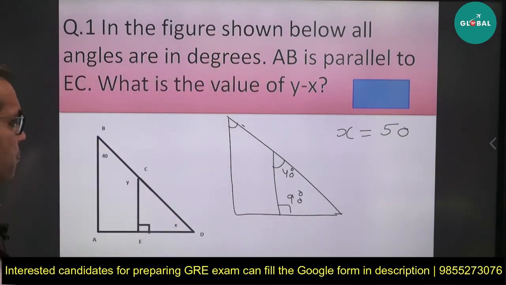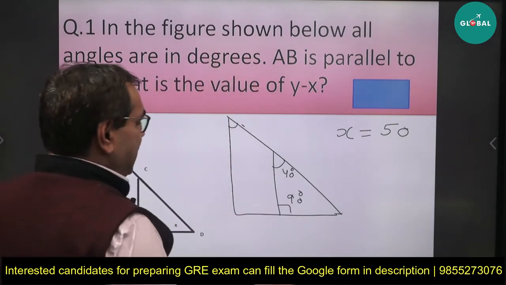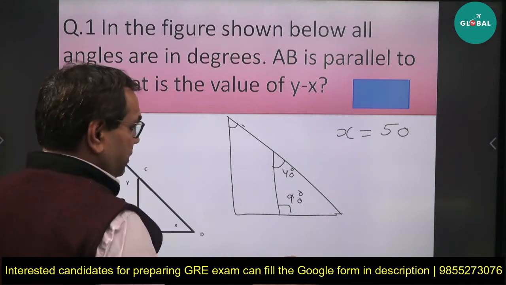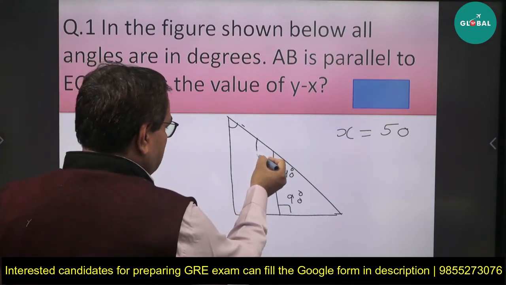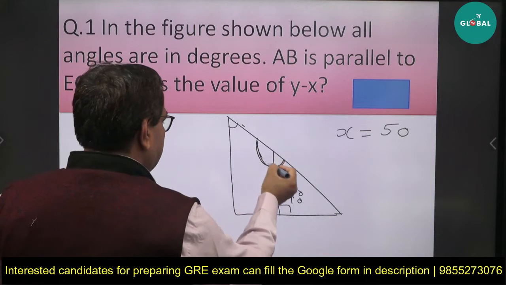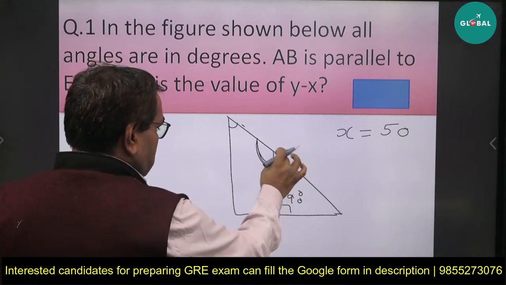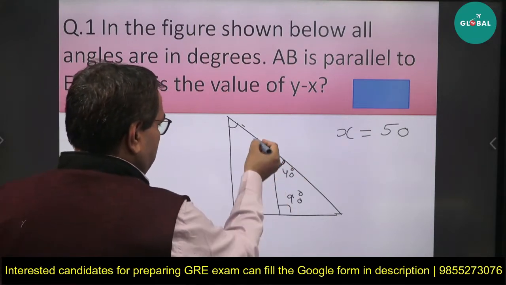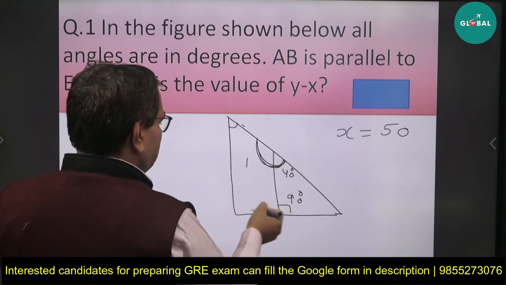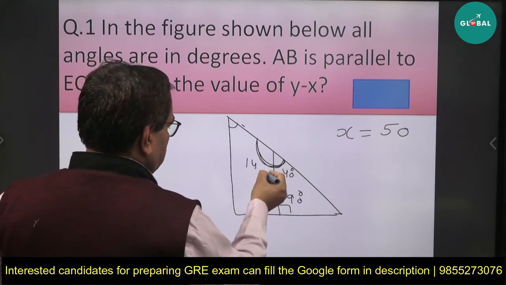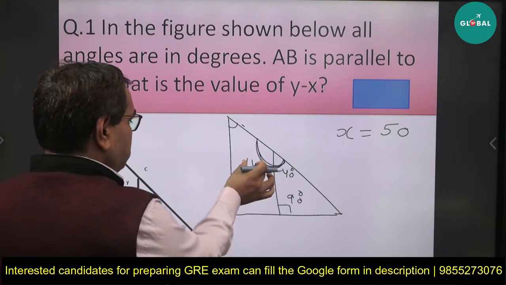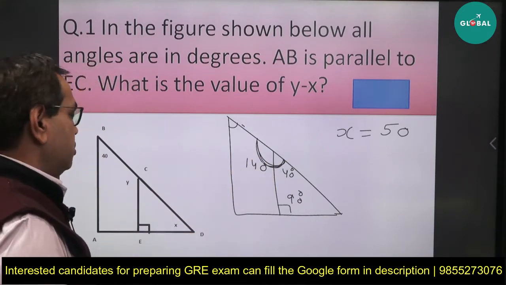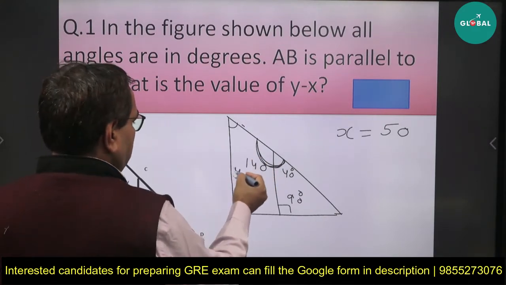Now a straight angle, we all know that a straight angle is 180-degree. So this total straight angle is 180-degree. If it is 40, then what is the remaining? The remaining angle is 140, because 180 minus 40 is 140. So this is our y equal to 140.